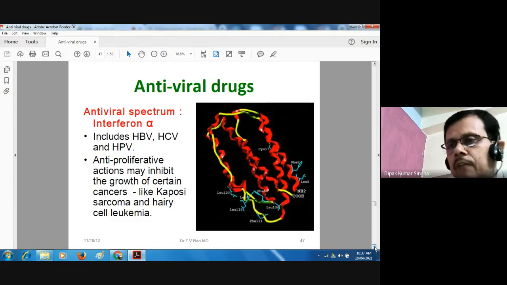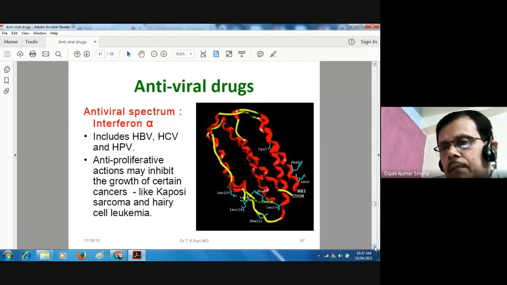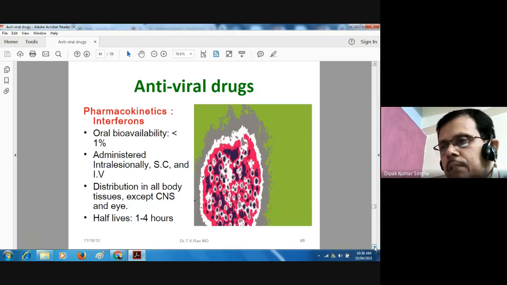The antiviral spectrum of alpha interferons includes HBV, HCV and HPV, and it is anti-proliferative, that means in case of cancer the growth of certain cancers like Kaposi's sarcoma or hairy cell leukemia may be inhibited. This type of cancer can be prevented or treated by interferons. Pharmacokinetics: oral bioavailability is very low, less than 1%, so it is administered intramuscularly, subcutaneously and IV, distributed in all body tissues except the CNS and the eye, with a half-life of 1 to 4 hours.